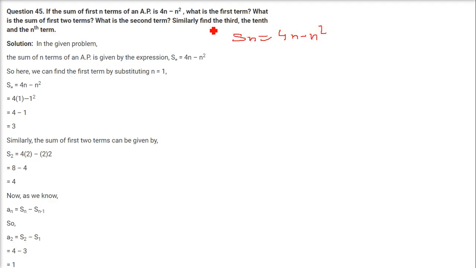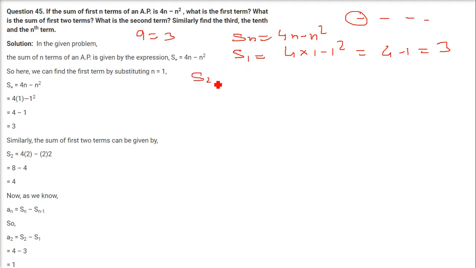What is the first term? Just take S1, because the sum of the first one term will always be the first term. So 4 into 1 minus 1 square, that is 4 minus 1, so 3. So the first term A is 3. How do we find the second term?